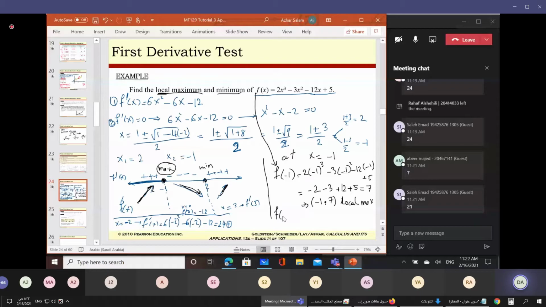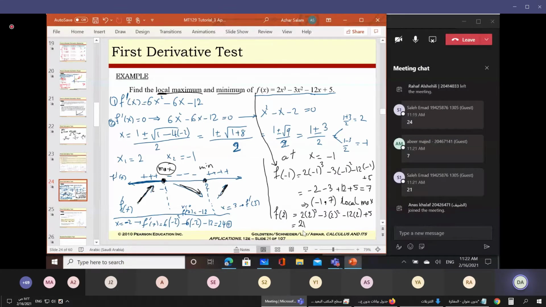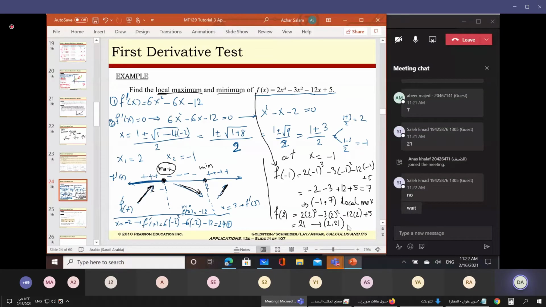Also, I will find f of the second point, which is 2. I will find the value at x equal to 2 to find the y component, which is 2 multiplied by 2 to the power 3, which is 8, minus 3 times 2 squared, minus 12 multiplied by 2, plus 5. What will it be? 21. So the point 2 and 21, check the point. It will be a local minimum.